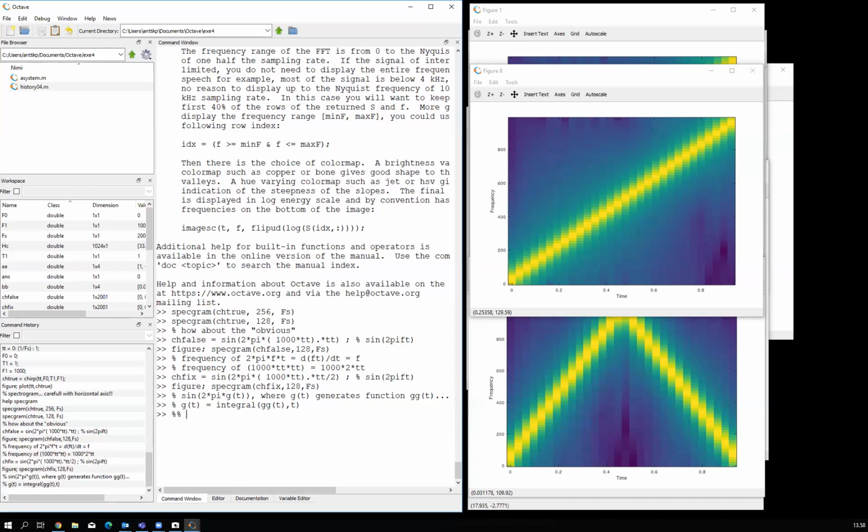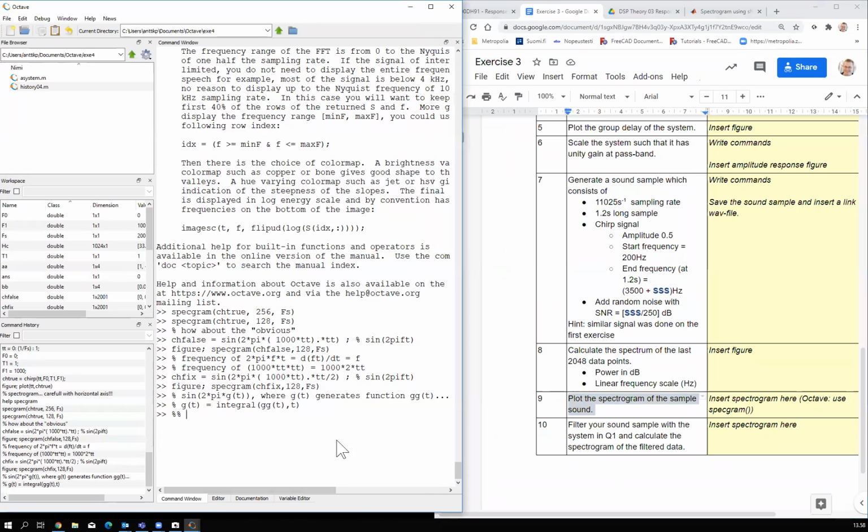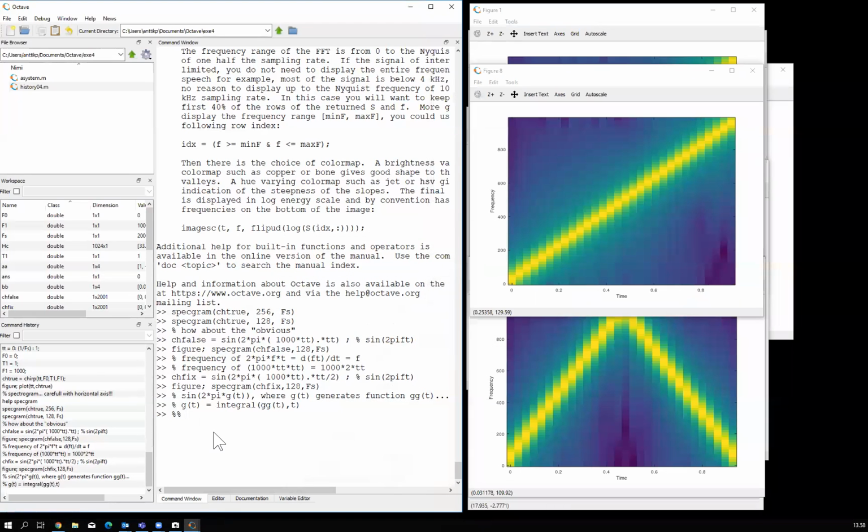But anyways, so now we have the spectrogram. I warned you about the axis there. Use this kind of presentation, so you have time on the horizontal axis and the frequency on the vertical axis. Spectrogram done.